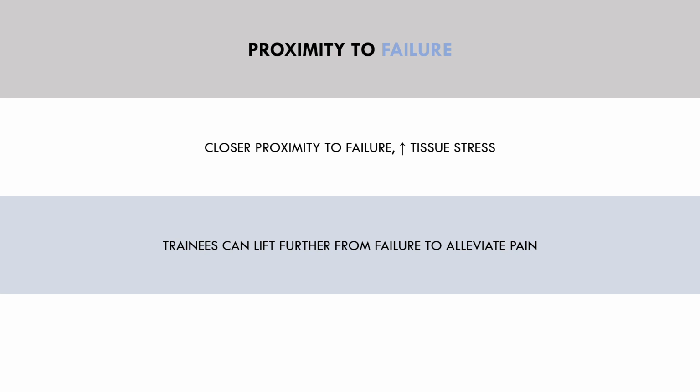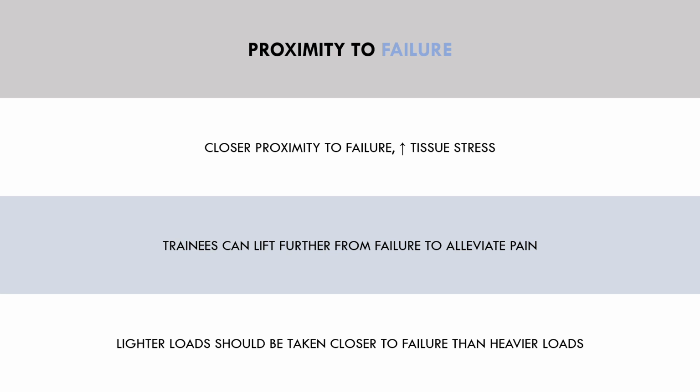While sets probably don't need to be taken to complete failure all the time, we need to take sets fairly close to failure to ensure all muscle fibers are recruited and trained. How close we train to failure also depends on the load and rep ranges used. Lighter loads need to be taken closer to failure to ensure all motor units are recruited and trained, while heavier loads will recruit all motor units earlier in the set.